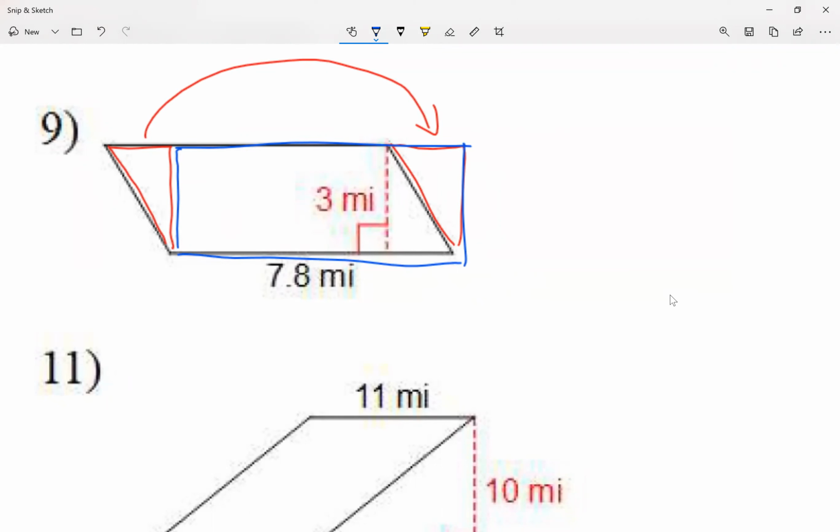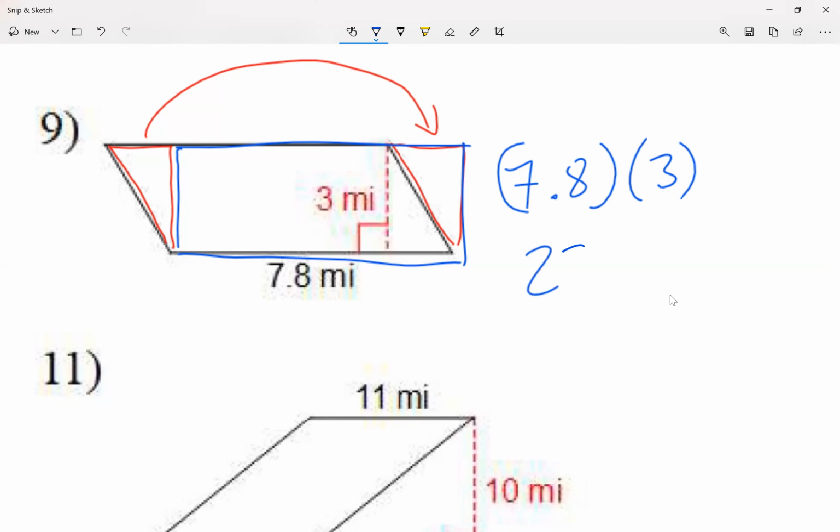Now I know for a rectangle, I multiply the two numbers that make the 90-degree angle. So in this case, I'm gonna go 7.8 times 3. I'm gonna use parentheses on both because if I just put them together, it would look like 7.83, and I don't want to do that. So I'm just gonna go 7.8 times 3. My result in this case will be 23.4.